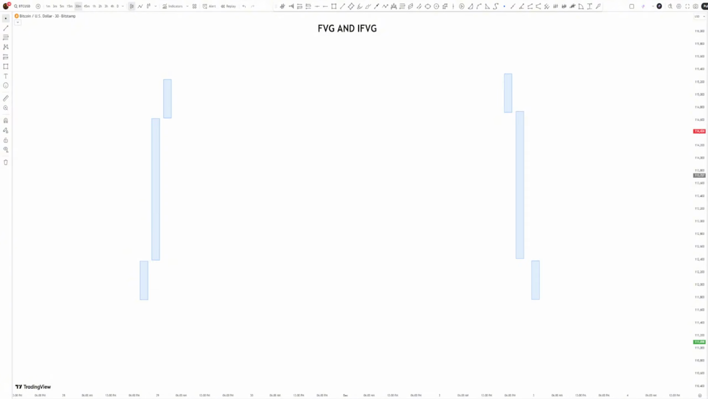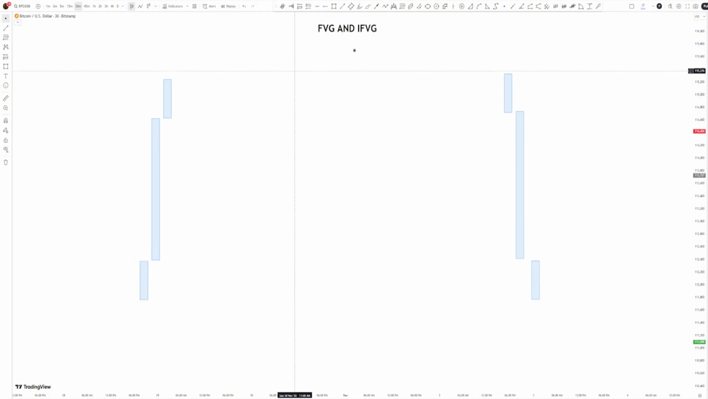First, look for three consecutive candles. A strong, large-bodied candle is the key. As shown here, you can see these are three consecutive candles, and the strong, large-bodied candle is our key. And this entire candle will be our fair value gap if it doesn't have wicks. But let's say the price has wicks.